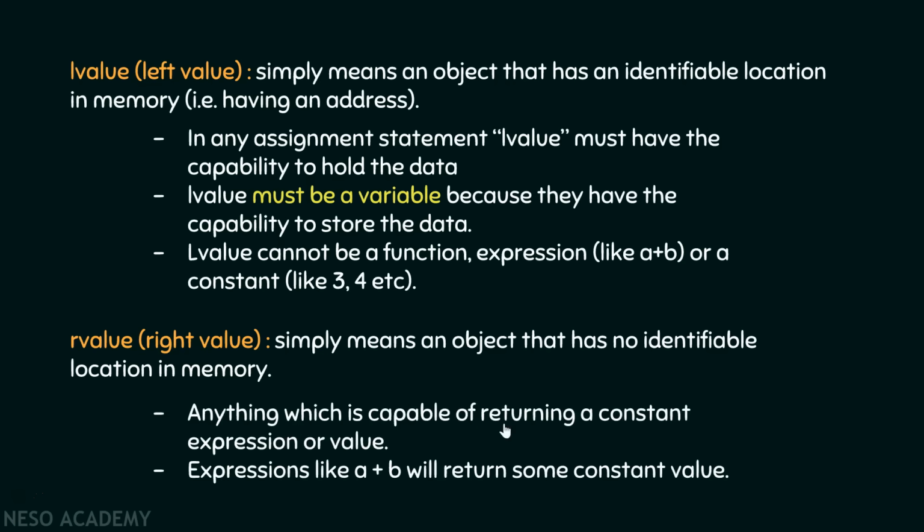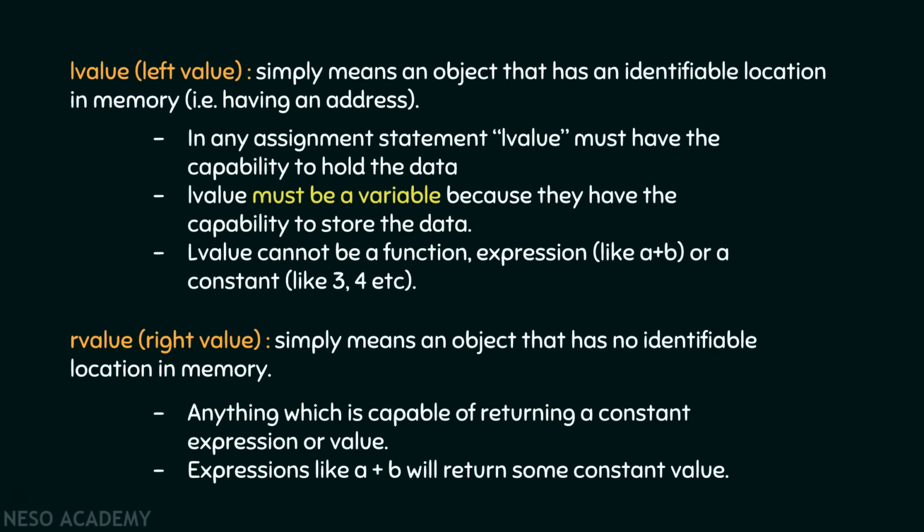Anything which is capable of returning a constant expression or value. For example, functions usually do return constant values. Expressions like a plus b do return some values. Suppose we have a variable x, and x is equal to a plus b. Before the assignment operator, you are providing an lvalue, and after the assignment operator, you are providing an expression a plus b. That expression will return some constant. That is why it is considered an rvalue, right? We are simply returning the result of the expression to the lvalue.